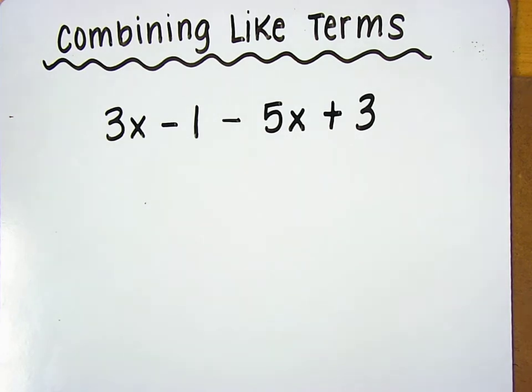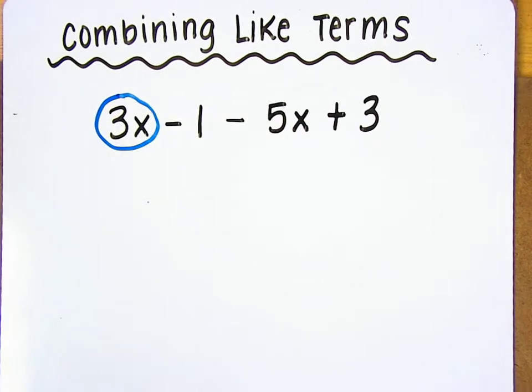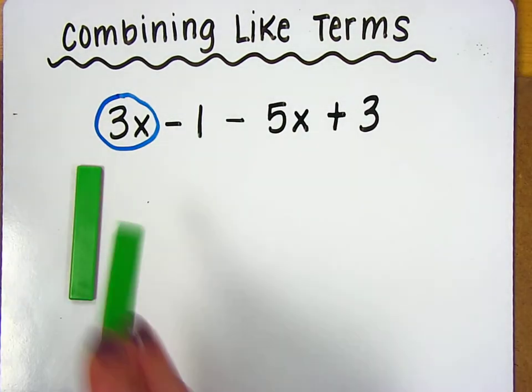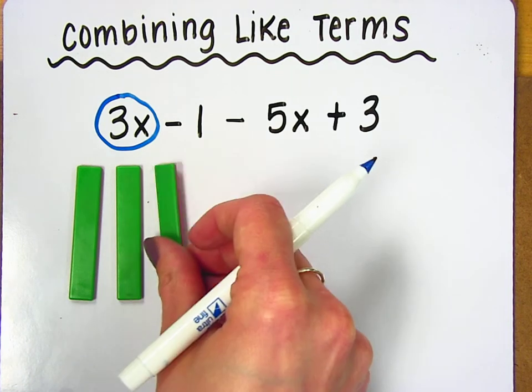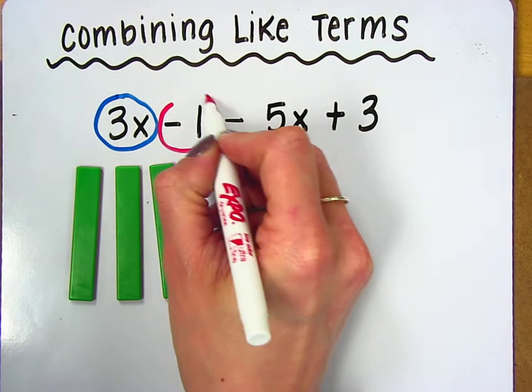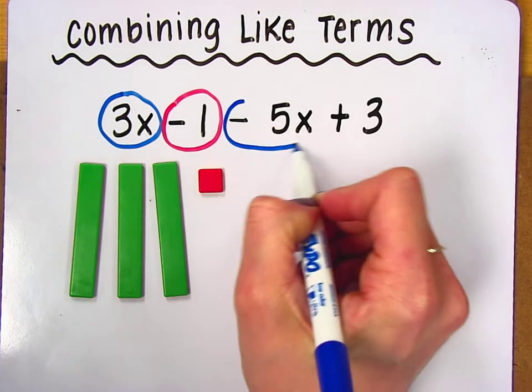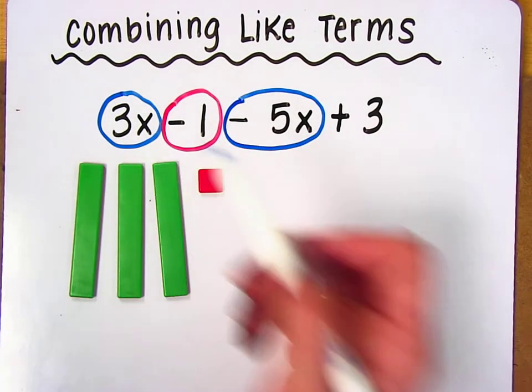If we were to use algebra tiles to represent this expression, 3x, which is the first term that I see here, is going to be represented by 3 green rectangular rods. That's showing positive 3x. The second term that I see in this expression is minus 1 or negative 1. And I'm going to represent this using a small red square. The next term that I see is negative 5x, and I'm going to circle this in blue because this shares the exact same variable as 3x.